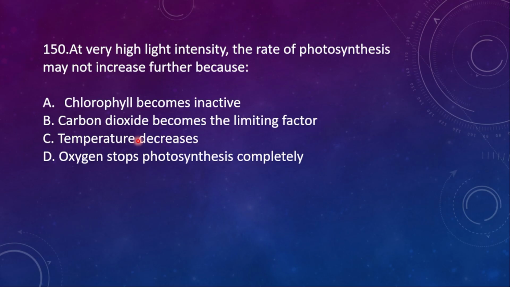150, and then the last question of today's session. At very high light intensity, the rate of photosynthesis may not increase further because: chlorophyll becomes inactive, carbon dioxide becomes the limiting factor, temperature decreases, oxygen stops photosynthesis completely. So here the right option is option B.